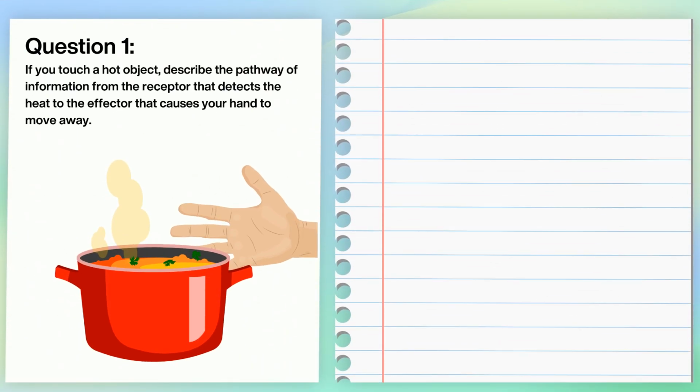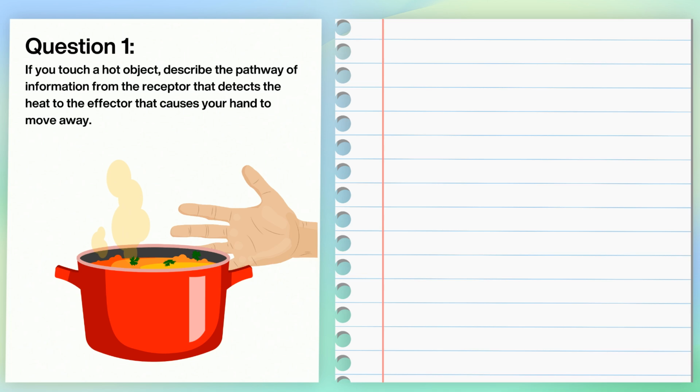Let's go through a question to help you understand how the nervous system structure is adapted to its function, as well as the pathway from receptor to effector. If you touch a hot object, describe the pathway of information from the receptor that detects the heat to the effector that causes your hand to move away. Pause here to have a go. Now, let's go through the answer.